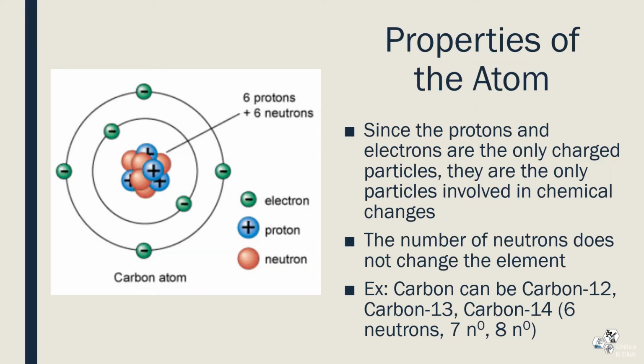Since the protons and the electrons are the only charged particles, they are the only ones that are going to be involved in our chemical changes. The neutron doesn't change the element at all. Only the number of protons can change what element you're talking about. So carbon will always be carbon, even if it's in the form of carbon-12 or carbon-13 or carbon-14. It just has a different number of neutrons in each of its forms.